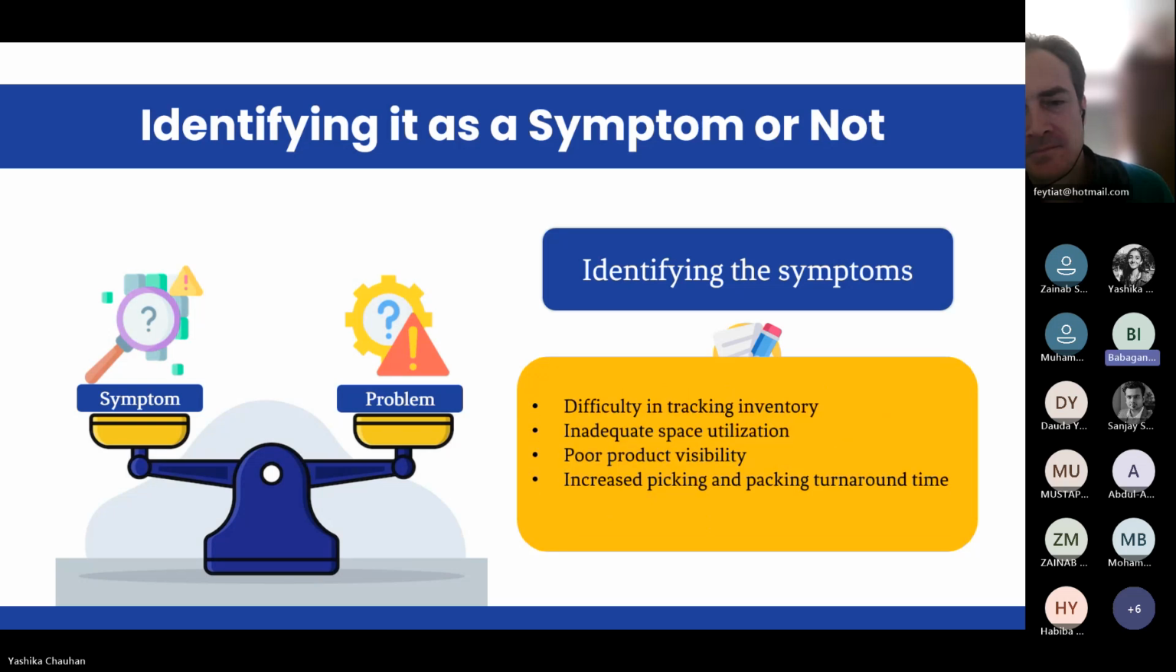Then 5, open cartons can subject product to damage. So these are our symptoms based on the problem statement.